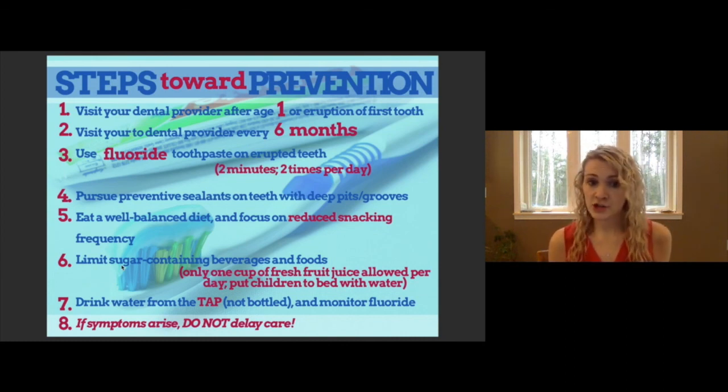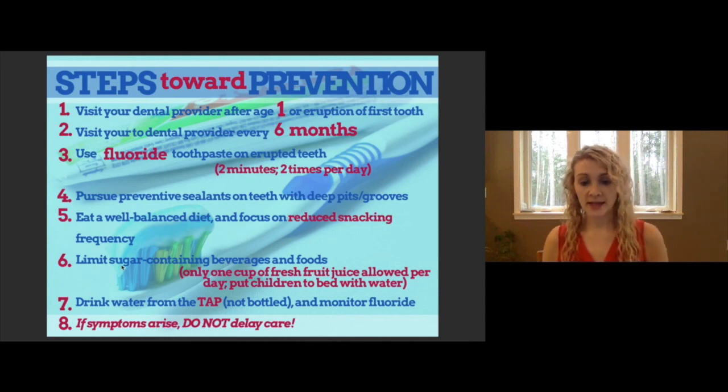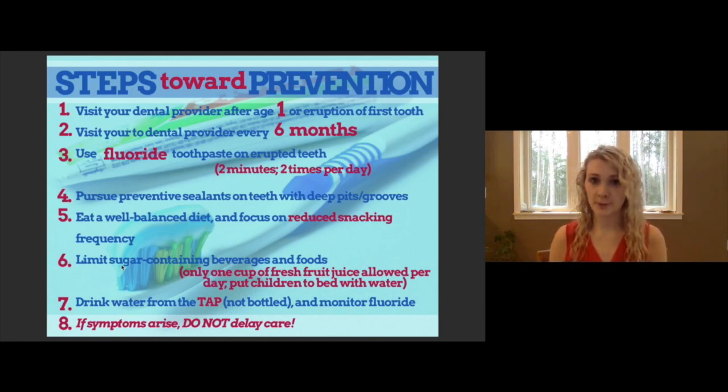6, limit sugar-containing beverages and foods. Remember, only 1 cup of fresh fruit juice allowed per day. And also, put children to bed with water. 7, drink water from the tap if you can, not bottled, and also monitor fluoride. 8, if symptoms arise, do not delay care. And that's something we'll get into in part 2 of this module.